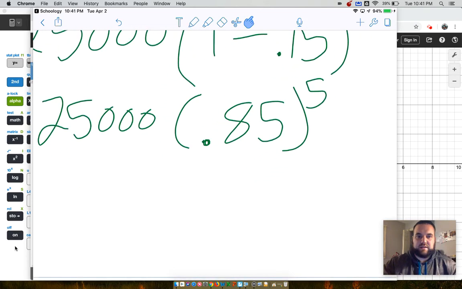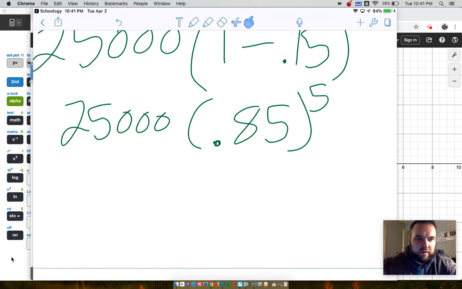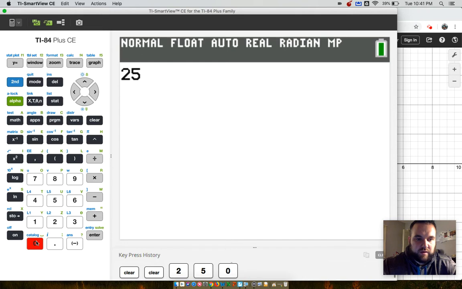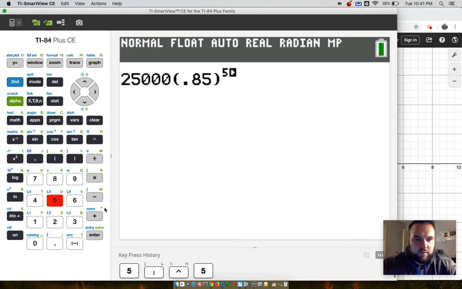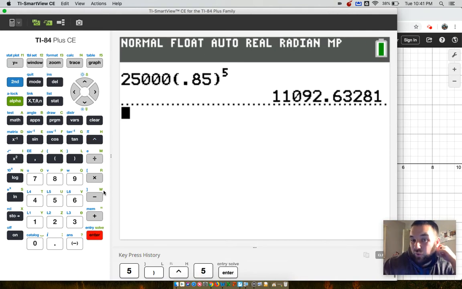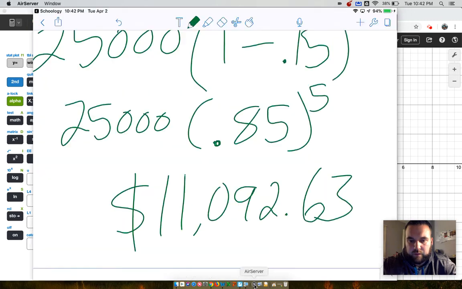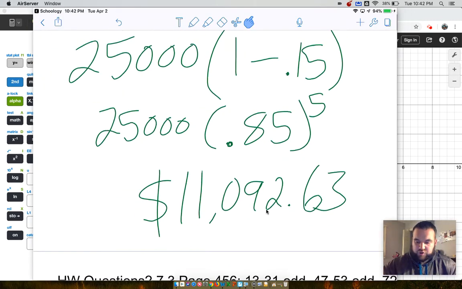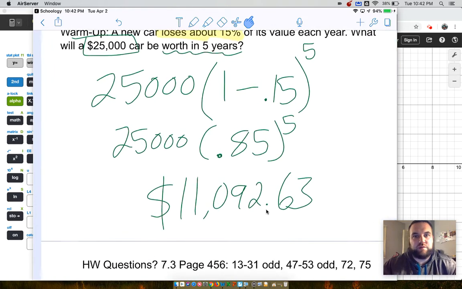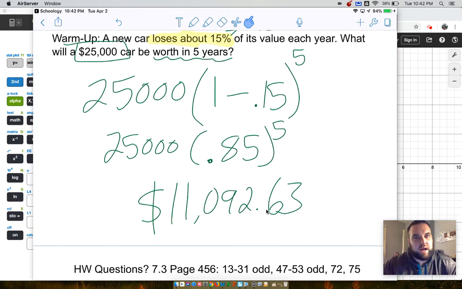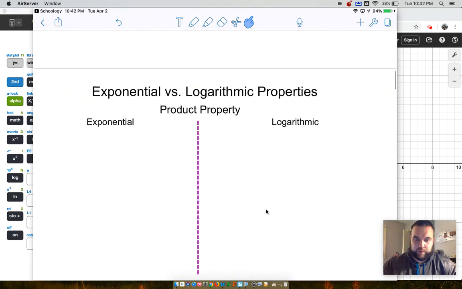And again, I should have a decay factor of less than 1 since I know that the value of this vehicle is going down. We type in the calculator, 0.85 raised to the 5th. So after 5 years, that car is only worth $11,092.63. Okay, so we have the end value, which is pretty significant. It's lost over half of its value in 5 years, but that is pretty common. If you do end up buying a brand new car someday, they lose their value pretty quickly.